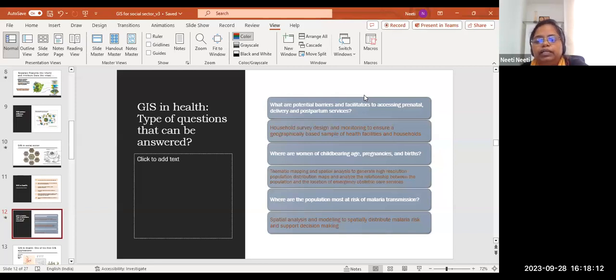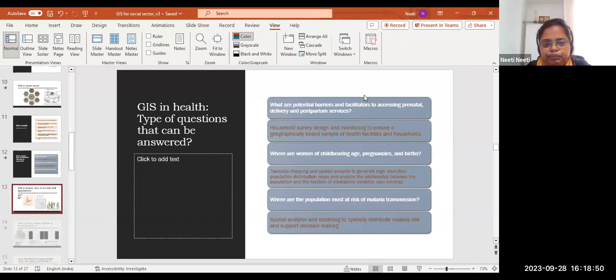Where are women of childbearing age, pregnancies, and births? For this question, again, we can do thematic mapping and spatial analysis to generate a high resolution population distribution, and then we can analyze the relationship with whatever health services are available. Where are the populations most at risk of malaria transmission? Again, we can do different kinds of spatial modeling to understand the location, to get the hotspots, to get the locations where people are most at risk, and that can assist in decision making. So these are a few of the several questions which are out there.